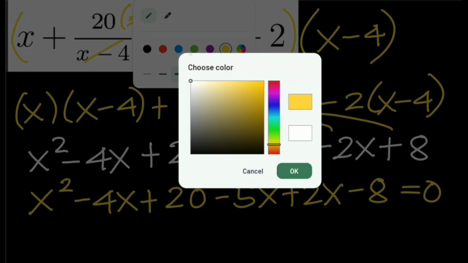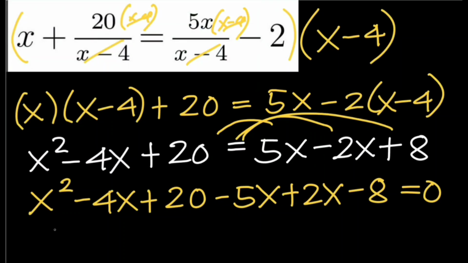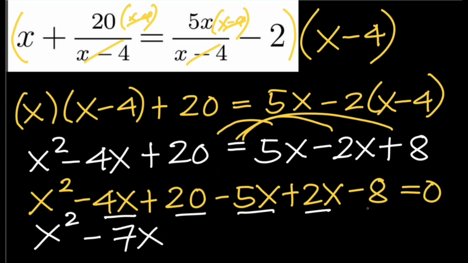And then we group like terms. We just copy x squared here because it doesn't have any terms that are alike with x squared, but we have negative 4x, negative 5x, and 2x. So negative 4x minus 5x is negative 9x, plus 2x is negative 7x. Then 20 minus 8 is just positive 12 equals 0.